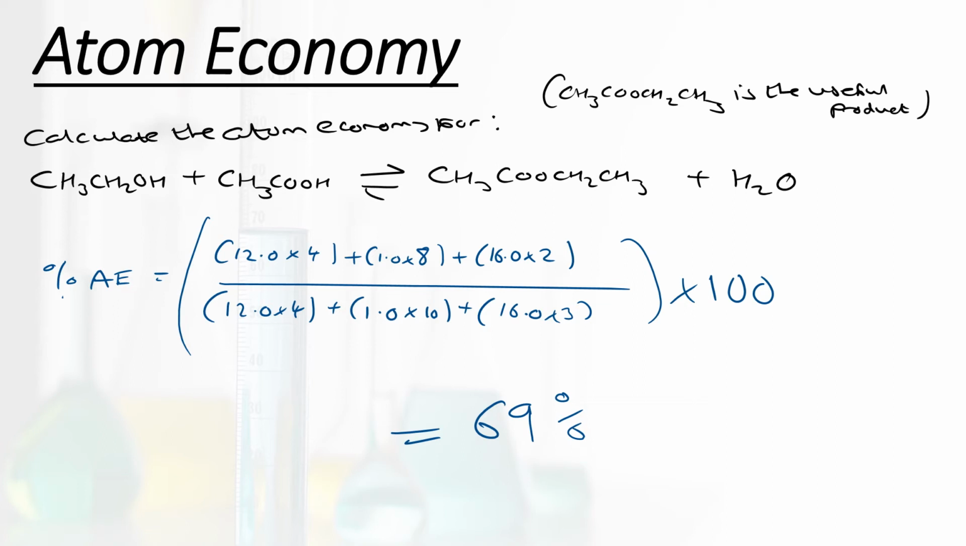Now, atom economy is a 100% theoretical thing. It doesn't tell you anything about the yield of a reaction. You could have a very, very high atom economy reaction that's very low yielding. Likewise, you could have a very low atom economy reaction that's very high yielding. So the percentage yield, as we'll see on the next slide, is the actual practical sort of how much you get out of it. The atom economy is the theoretical side of it.